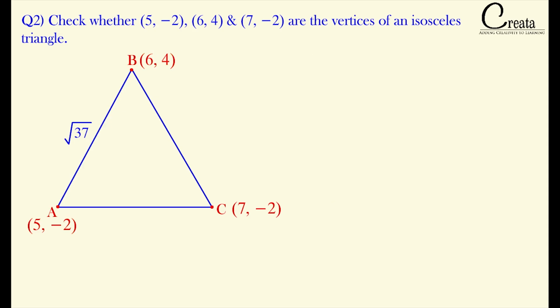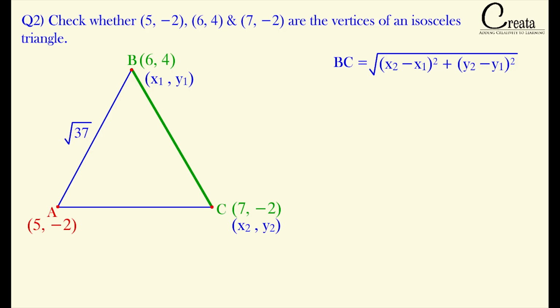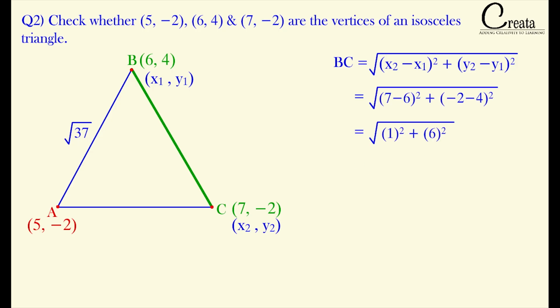Let's move further and try to find the side BC. Here these are the two coordinates. Let's assume B as x1 y1 and C as x2 y2. So we got x1 y1 as 6 comma 4 and x2 y2 as 7 comma minus 2. So we will use our distance formula. On putting the value and solving, we got BC, that is the distance between these 2 points, as root of 37.